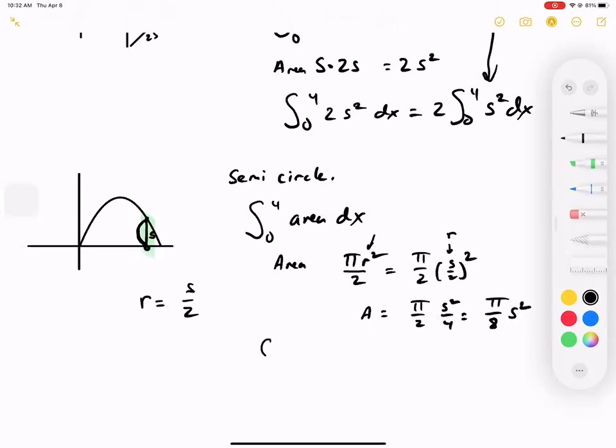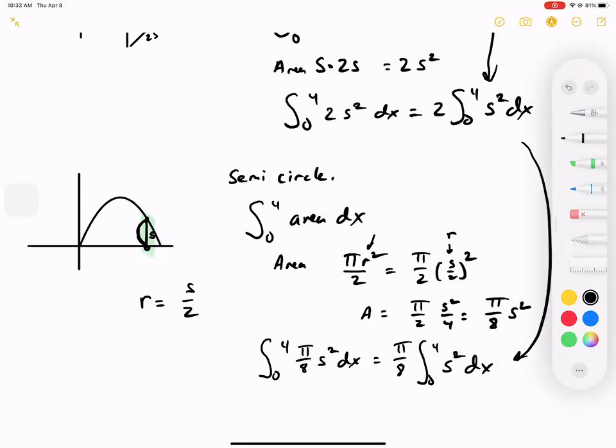Let's plug into the equation. Integral from 0 to 4 of pi over 8 s squared dx. Would you guys agree with me that pi over 8 is just a constant? We can kick it out. This is pi over 8 integral from 0 to 4 of s squared dx. And guess what? Remember, we already found out what s squared is.